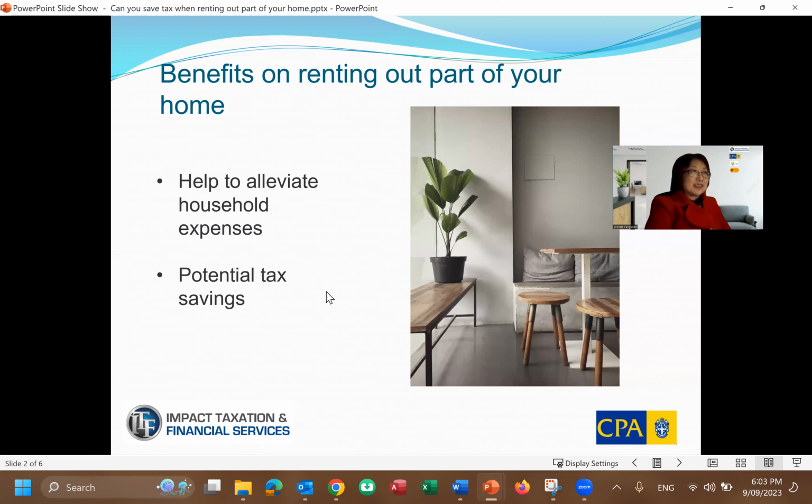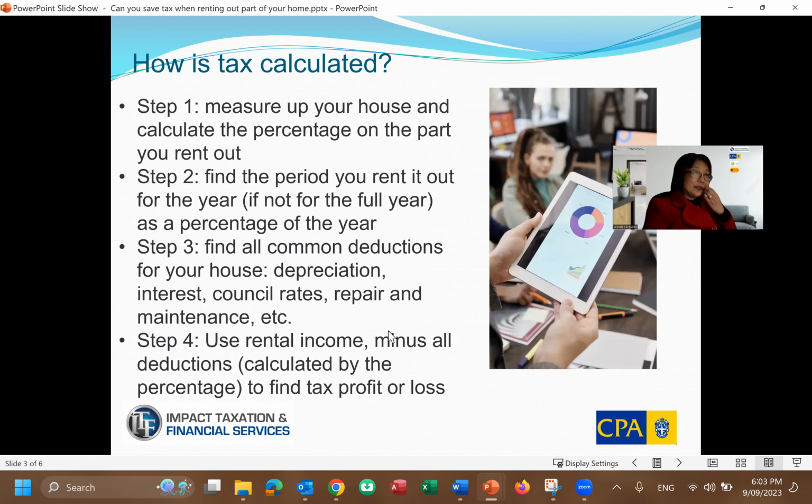Okay, so what are the benefits of renting out part of your home? The first benefit is quite obvious. With the cost of living increase at the moment, and also the interest rate increase, it is very hard for a lot of families to keep up with the mortgage repayment. So renting out a part of our house can help to alleviate household expenses. And then, of course, potentially it can give you some more tax savings as well. Let's have a look at how this can be done.